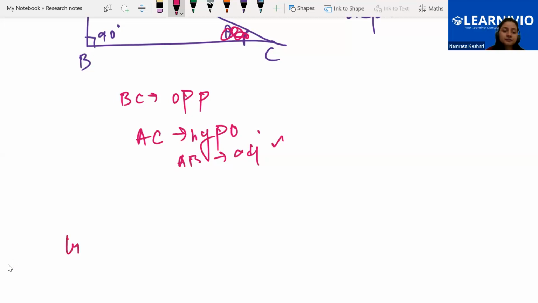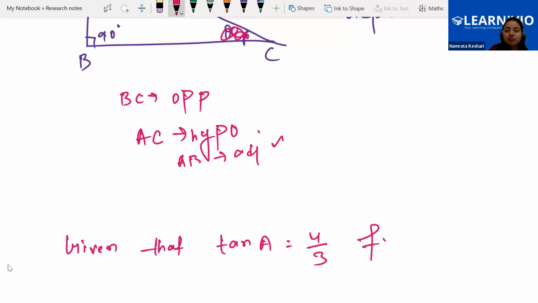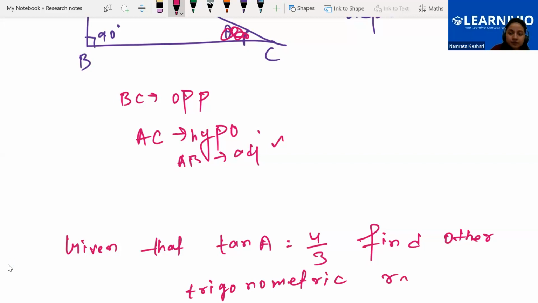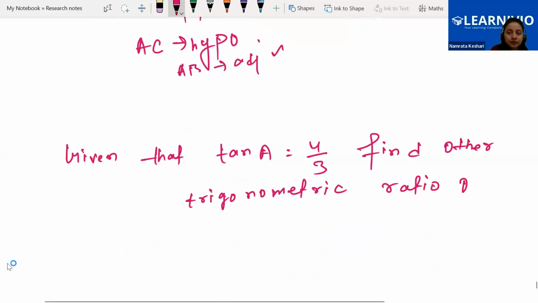Given that tan A, note it down, do it by yourself. We will be starting from here. Find the other trigonometric ratios of angle A. Note it down.